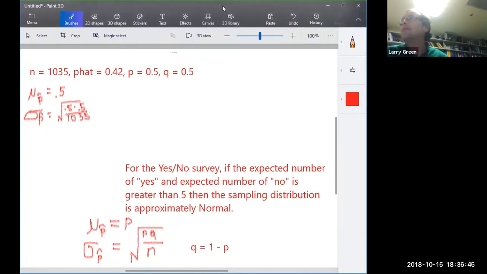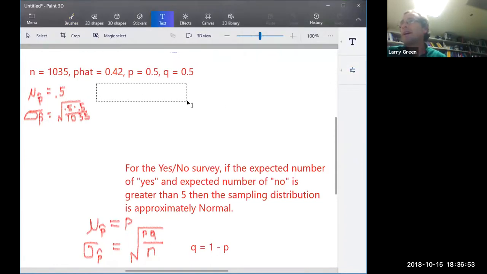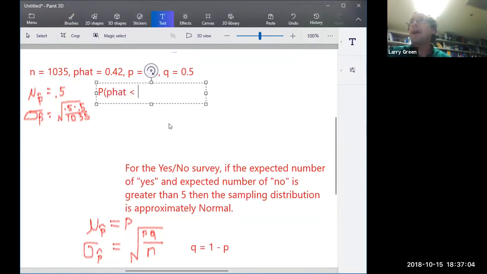We want a probability. We want the probability that if you were to do a sample, like what was just done, you get less than 42%. So we want the probability that p hat is less than 0.42. Any questions so far?